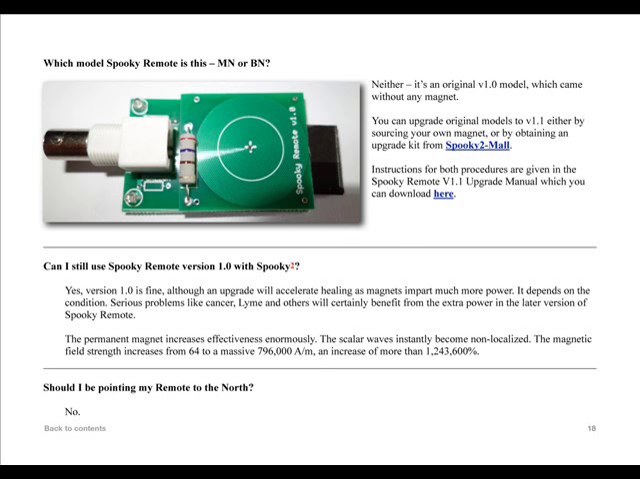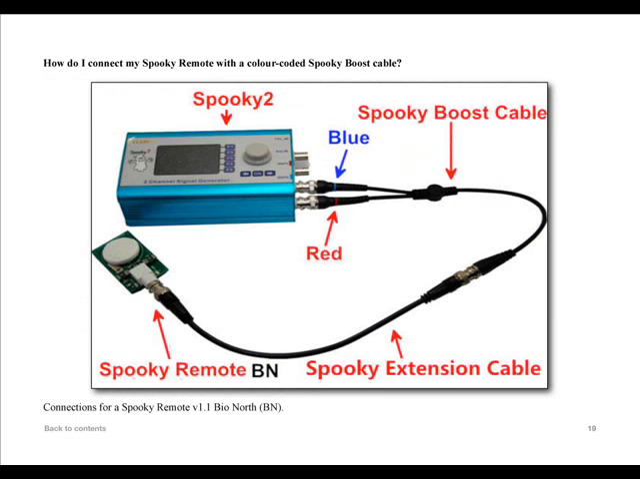Back to contents 17. Which model Spooky Remote is this, MN or BN? Neither, it's an original VL0 model, which came without any magnet. You can upgrade original models to VL1 either by sourcing your own magnet, or by obtaining an upgrade kit from Spooky2 Mall. Instructions for both procedures are given in the Spooky Remote VL1 upgrade manual, which you can download here.